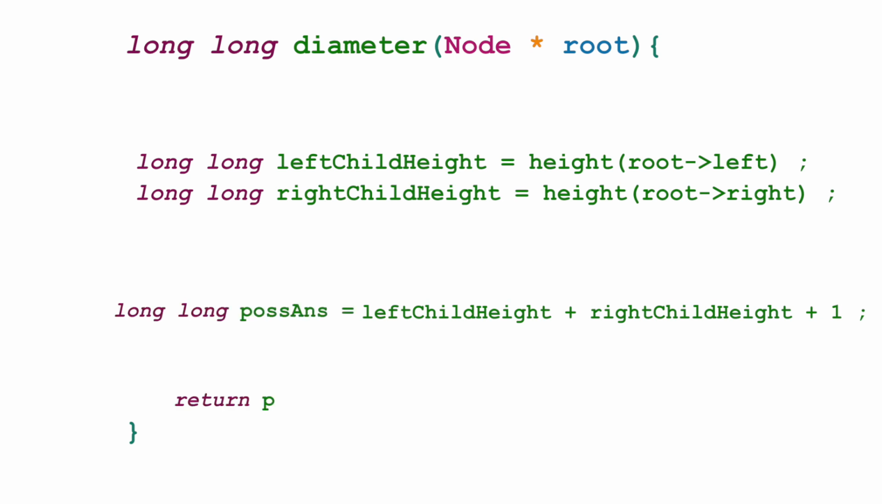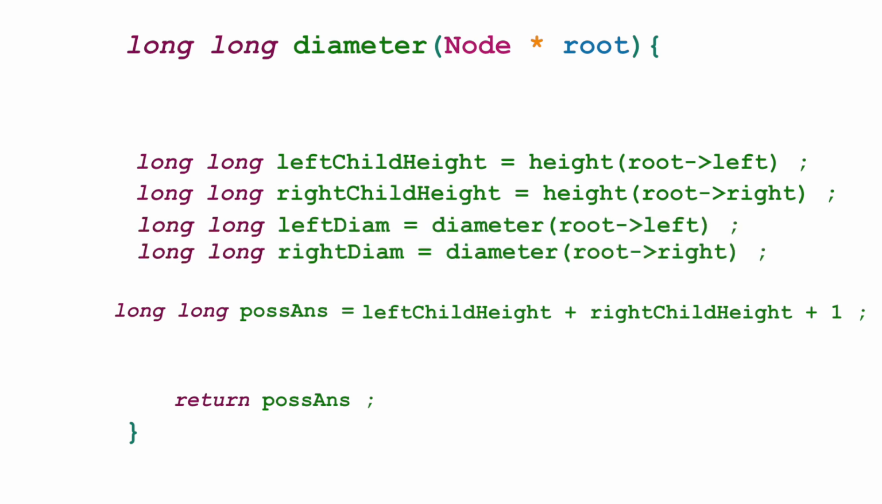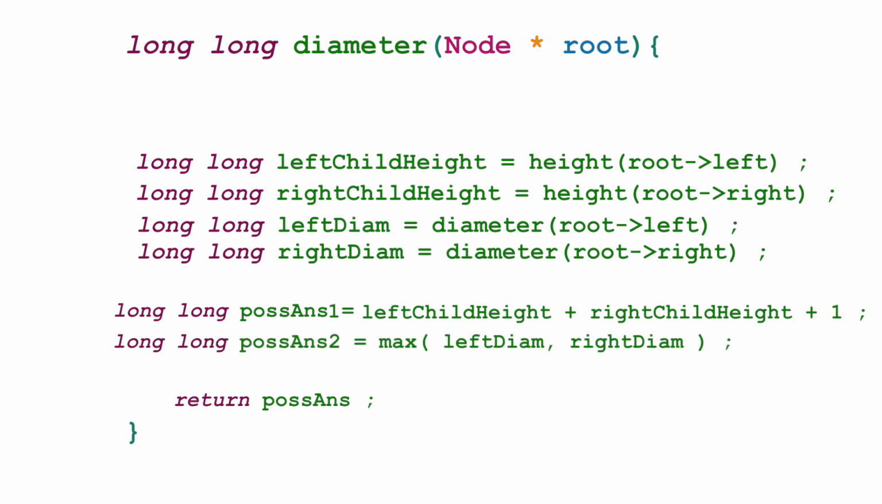Let's return it. But we need to apply this algorithm on every node. So let's call diameter on the left child, then the right child, and another possible answer could be the maximum value of these two. So let's name it possible answer. Now we only need the maximum value of these two possible answers. So let's return the maximum of these. That's it.